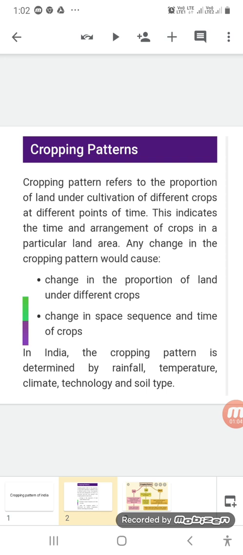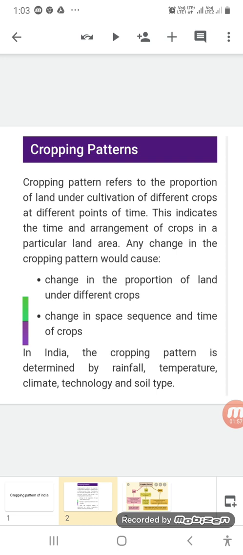Let me give you an example here. Suppose you have a proportion of land at your home, and you are growing a particular crop on that very land. Suppose you have a rice field and you are cultivating rice on that land, and that rice crop is growing for a particular period of time. Suppose nowadays you are planting the rice, the paddy plants, and in September and October, you are harvesting that. This is the cropping pattern.